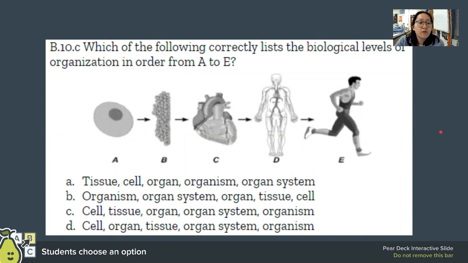For this question: which of the following correctly lists the biological levels of organization from A to E? Is it A, tissue, cell, organ, organism, organ system? Is it B, organism, organ system, organ, tissue, cell? Is it C, cell, tissue, organ, organ system, organism? Or D, cell, organ, tissue, organ system, organism? I want you to pick the correct labeling order for this organization and choose your answer choice. So pause and do that.